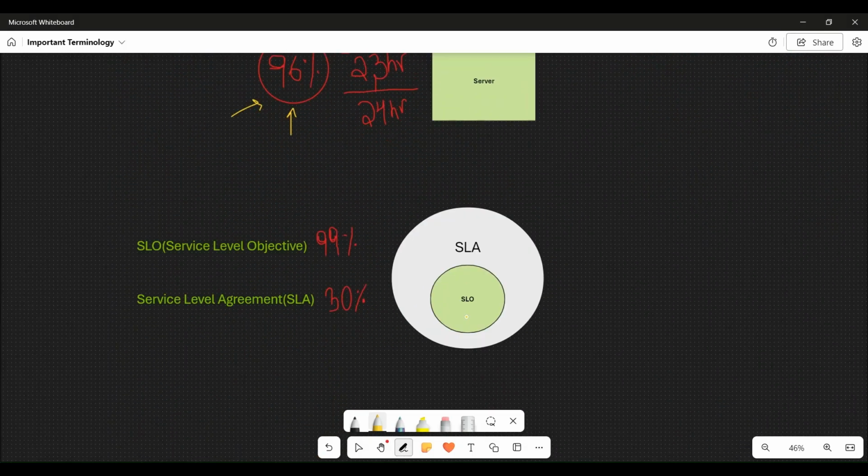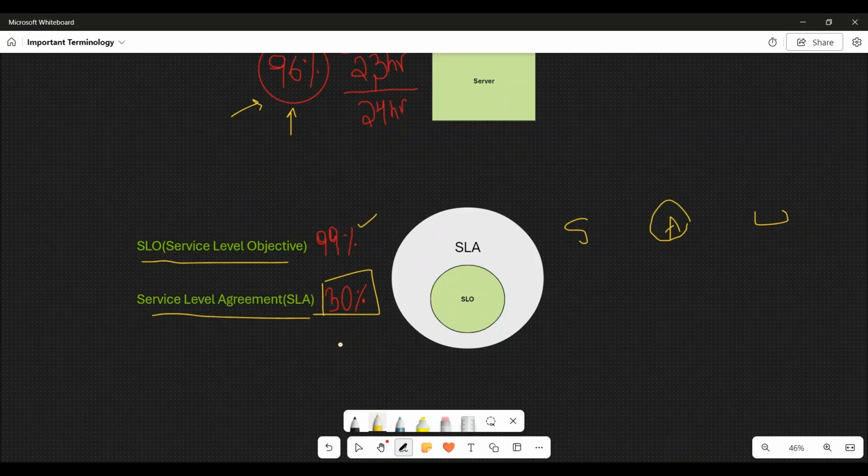Now coming to the next two terms, which are SLO and SLA, which mean service level objective and service level agreement. For example, we have a service and there are certain users who are using that service. Before using that service, the users will make an agreement, and the agreement will have an objective: if the service is not available for 99% of the time, the users will get a 30% discount. This is included in the agreement. This is what is meant by SLO and SLA, and the service level objective is a part of the SLA, which is the agreement, right?